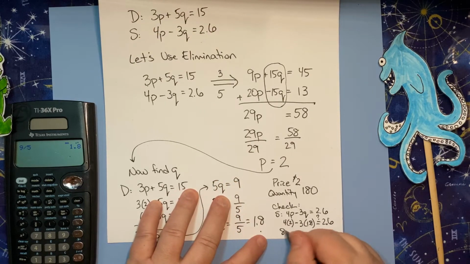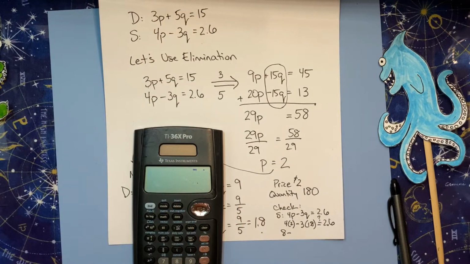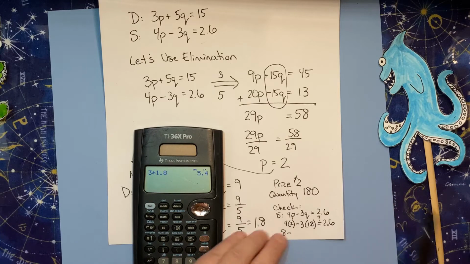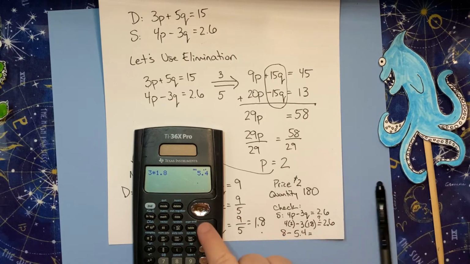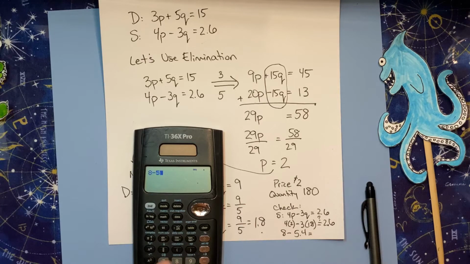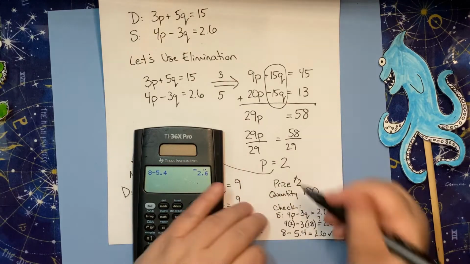8 minus 3 times 1.8 equals 5.4. 5.4, so 8 minus 5.4 equals 2.6. Yay! And I checked it.